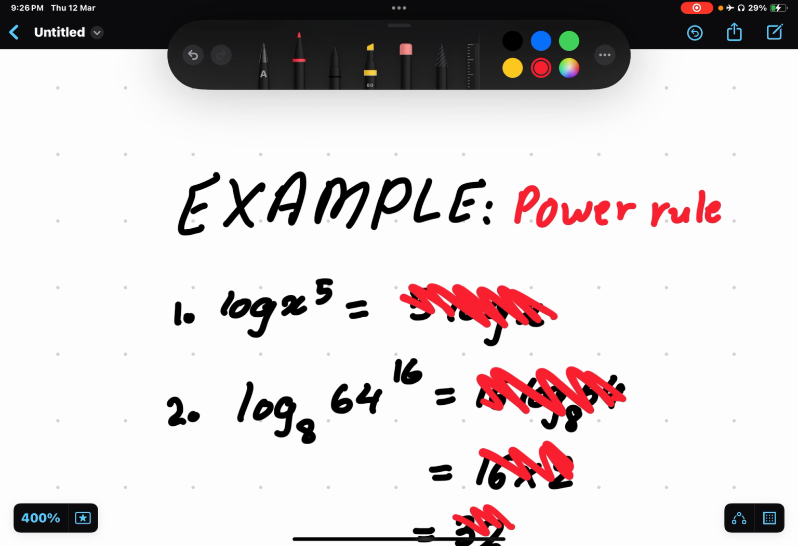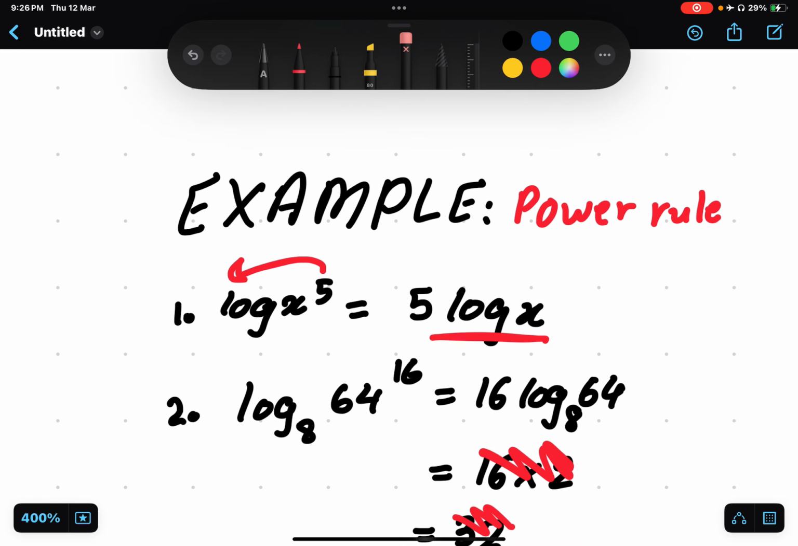So if we've got something like log x to the power of 5, how can we manipulate this? Well, what we can do is we bring the 5 to the front, yeah? We bring the 5 to the front, and that becomes 5 log x. Simple, right?